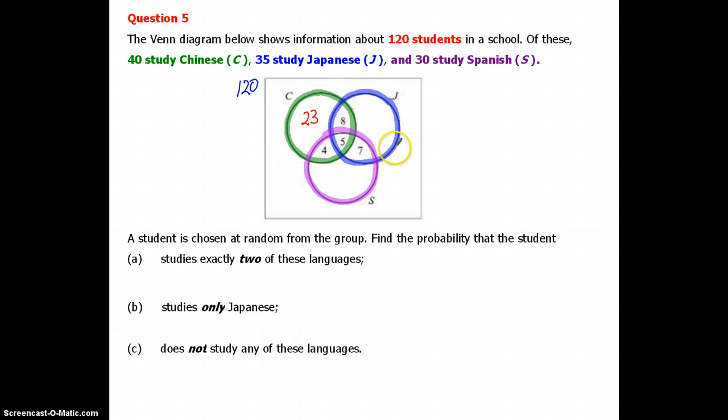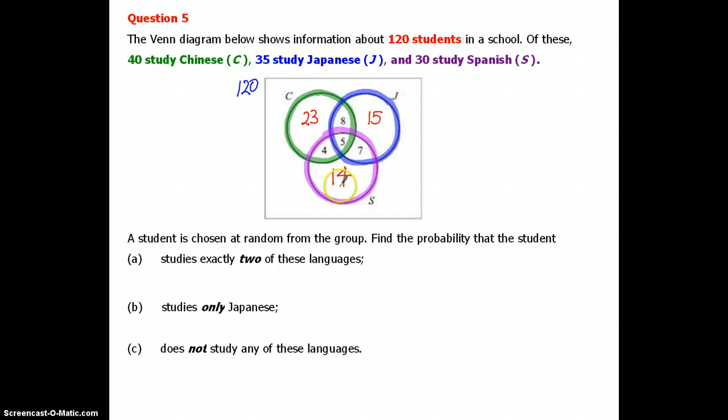Let's go over to the Japanese speakers here. We know we need a total of 35. I've already got 8, 5 and 7. So when we take those away from 35, we're left with 15. And we've got 30 studying Spanish. So I have to take 4, 5 and 7 away from 30 and I'm left with 14.